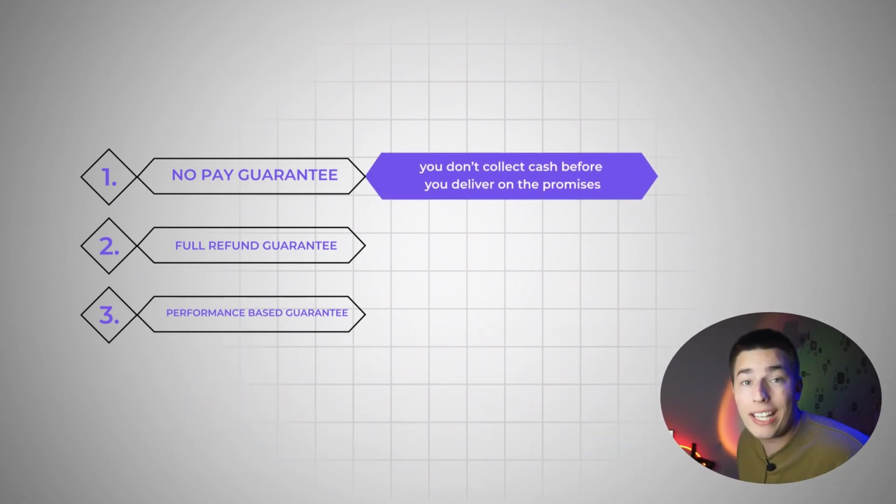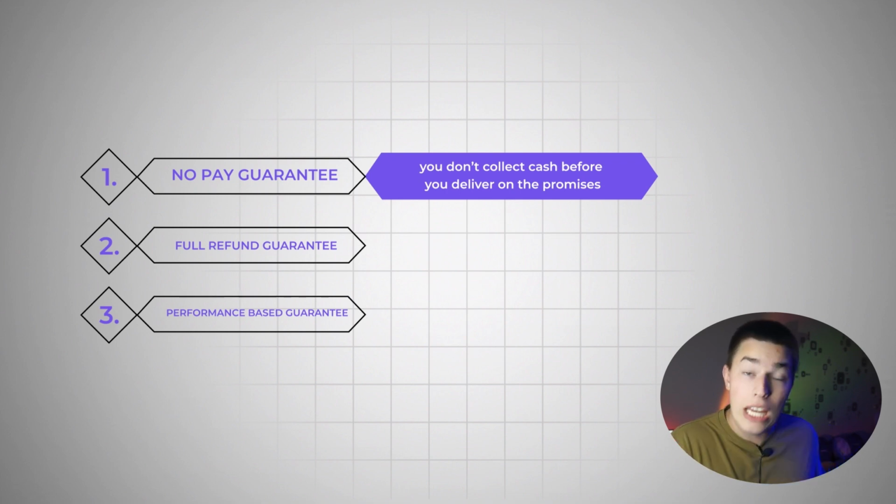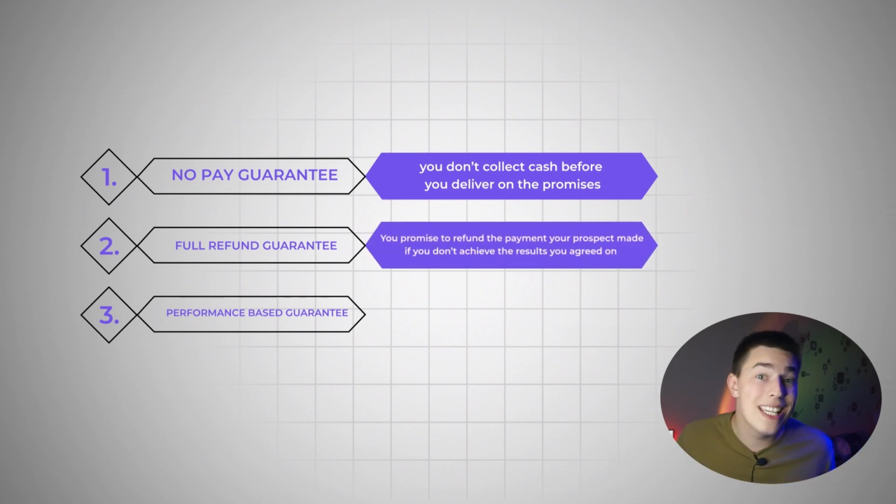No pay guarantee means you don't collect cash before you deliver on the promises. So if your prospect doesn't get the leads you promised, you don't get the schmackaroonies. Full refund guarantee is exactly what you think it is. You promise to refund the payment your prospect made if you don't achieve the results you agreed on.